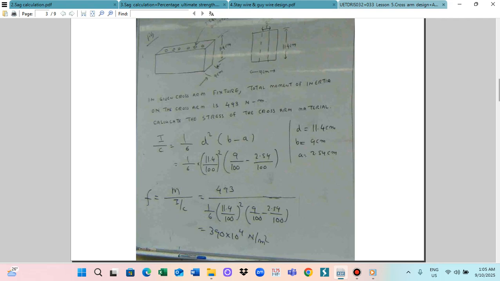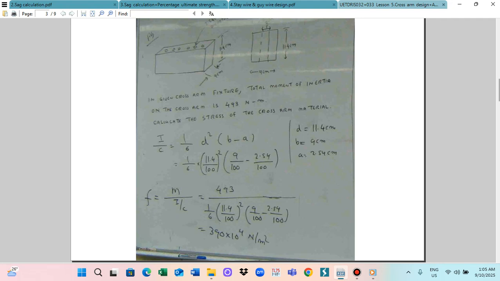So this centimeter is converted to meter, divided by 100 square. Minus B minus A. B is 9 centimeter. We don't use centimeter, we have to convert to meter, so divided by 100. A is 2.54, divided by 100. So then you get the I by C.